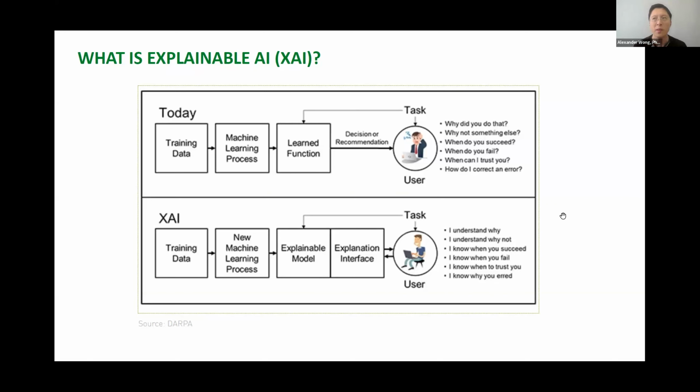And so even though you're getting a decision or recommendation, why did it make the decision that it made? Why did it not make a different decision? When does it actually succeed? When does the AI fail? When can we trust the AI? And more importantly, how do I correct the errors that are being made by AI so they don't make them anymore? So that's been a huge challenge in recent years towards trustworthy AI.